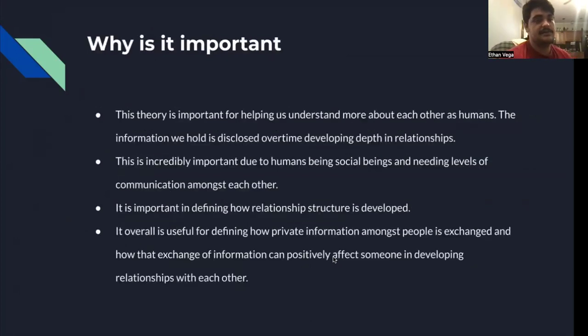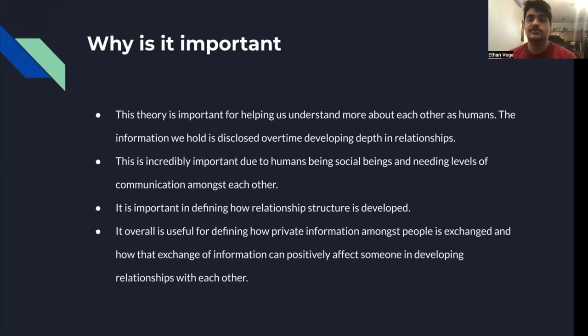So this leads me to my last point: why is it important? The theory itself is important for helping us understand more about each other as humans, because we are such social beings and we need to interact with each other to understand the world. And in order to do that, I feel that situations where you're able to learn who someone is, what they care about and their motives put you in a much safer setting than going into a room where you know absolutely nothing about anyone.